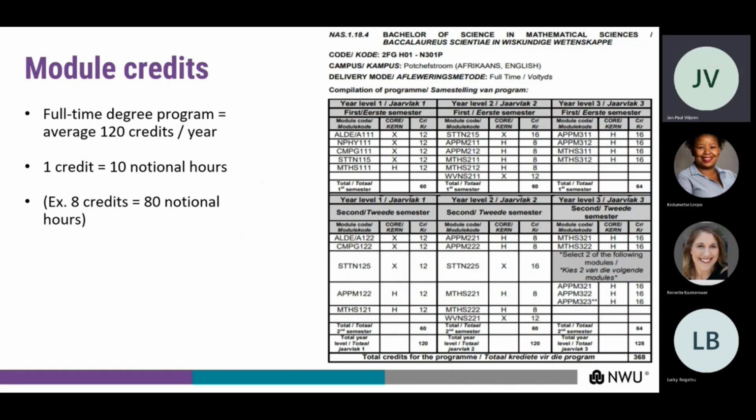Now for an explanation on module credits. Module credits are about time management. This is the amount of time that you need to spend on each task, study section, study unit, and the module as a whole. And this is indicated in your study guide.